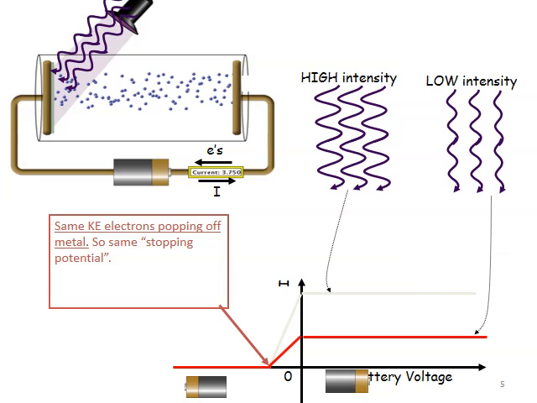The other thing we found out is that the potential at which the electrons stop hitting the other plate is the same for both intensities of light.